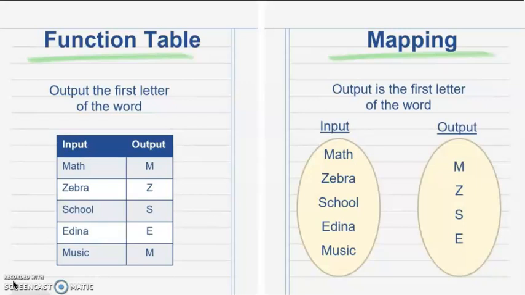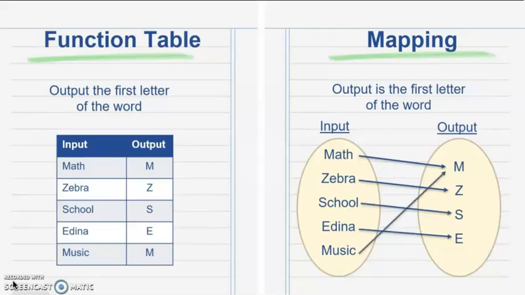Now, something doesn't seem to line up here, but that's because I will not write my repeated inputs or outputs if I have any. Once we have this, we need to tell whoever's reading this which input goes to which output. So math would go to the letter M, so I draw an arrow. Zebra goes to Z, school goes to S, Edina goes to E, and then music goes to M, so I draw an arrow back up to that M. And that's why you don't necessarily need to have repeats.